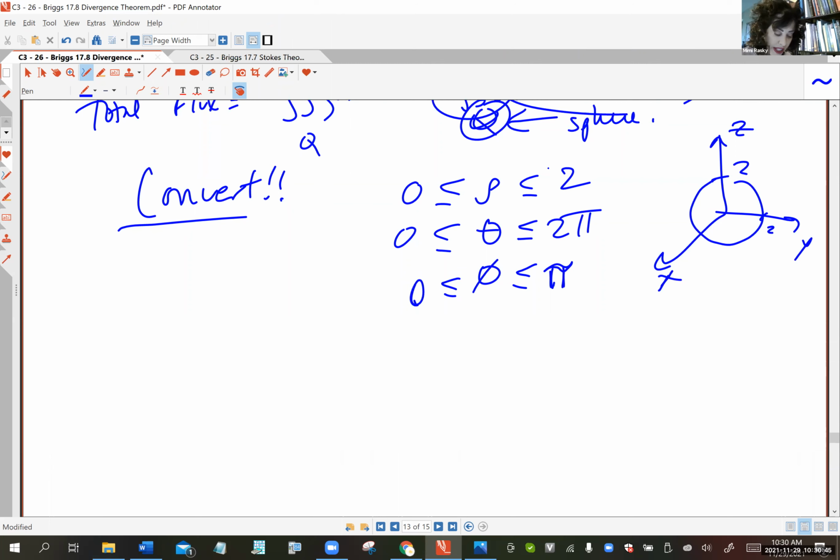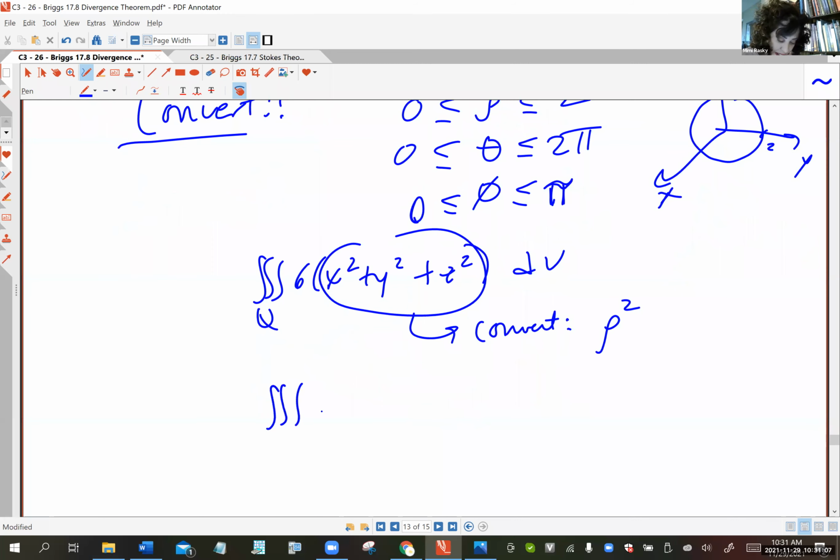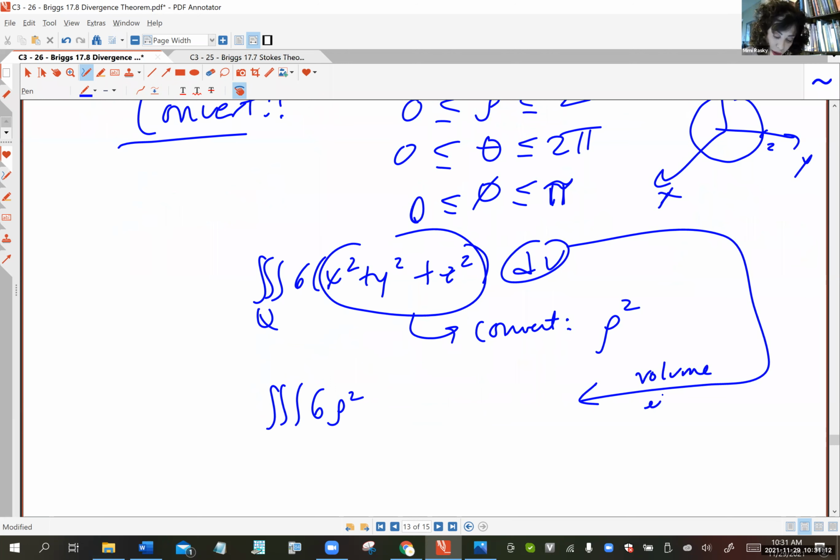Oh, shoot, we got to convert that. So what I'm going to do is I'm going to factor out a 6, and let's see if we remember, what do we replace x squared plus y squared plus z squared with? Is it rho squared? Good. Excellent. So we're going to have 6 rho squared. Now, what about this volume element? Remember that weird volume element for spherical? What does it become? I know it's weird. Rho squared sine phi.